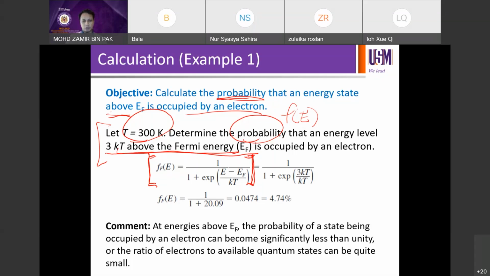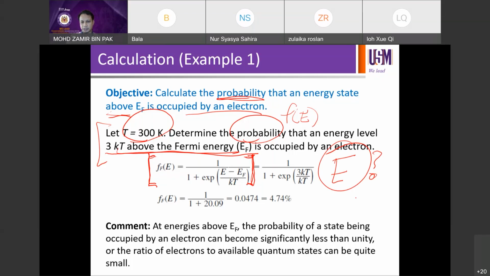So in this case, what is E? What is the value of E that you have to use? What is your energy state that you want to calculate? Aeon, what is the value of E that you have to put in? Don't know, doctor, because the 3 kT is the difference between E and EF. So we don't know exactly. Yeah, you don't know exactly. It's just relative, right?